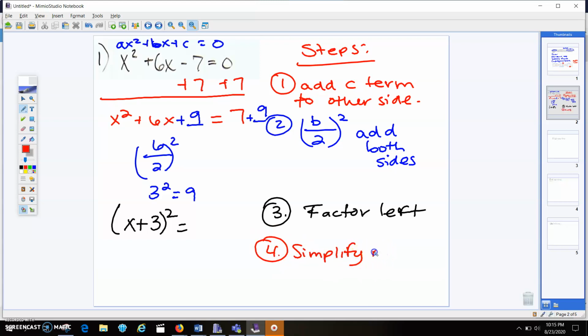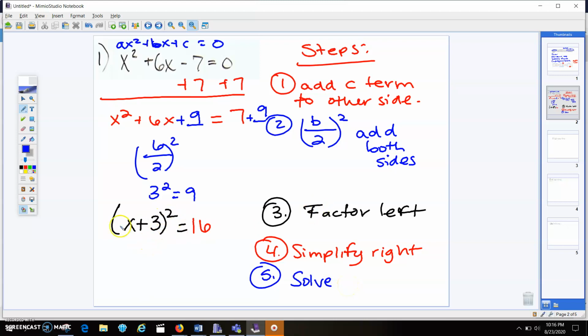Simplify the right side. What I mean by that is 7 plus 9, which is going to give us 16. Boom. So this is how you factor by completing the square. Now, if our instructions were to solve, solve means that you're going to have to take the square roots of both sides and solve from there.